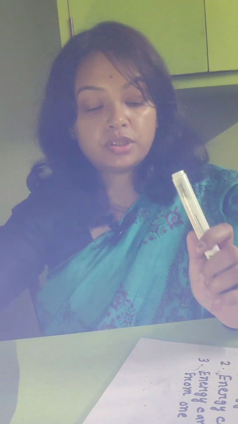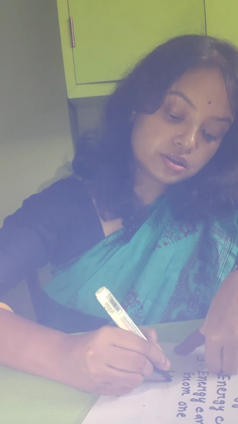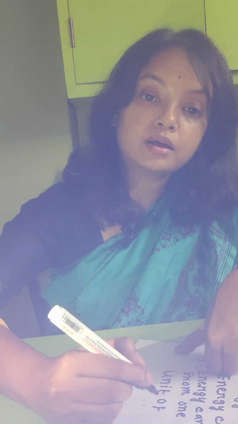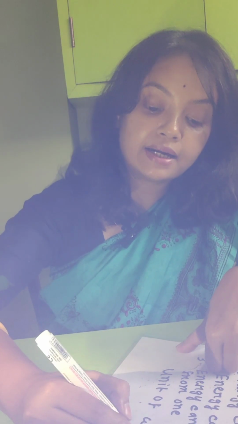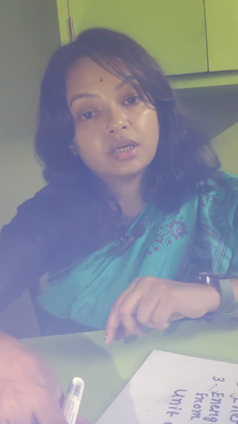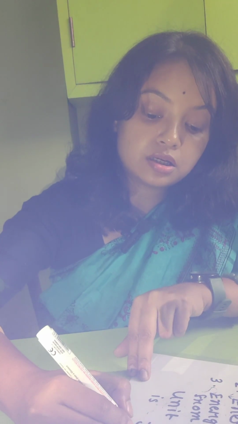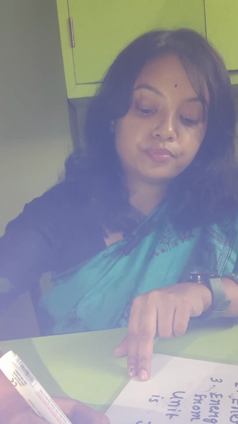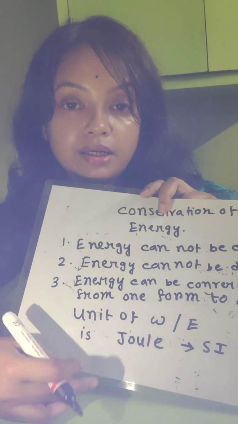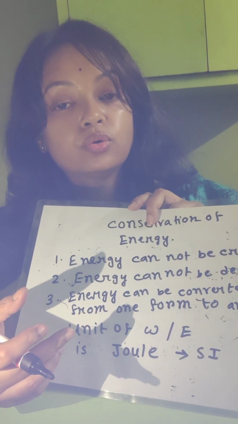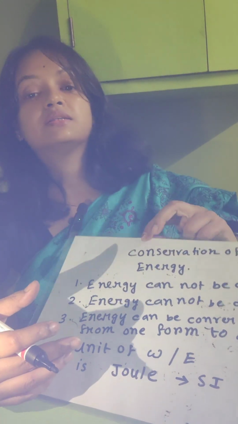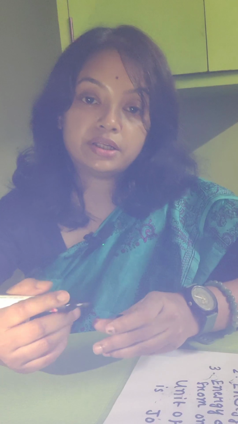Now come to the unit. The unit of work done and energy is represented in the SI unit, that is joule. Since energy is the ability to do work, they share the same unit, joule, in the SI system.